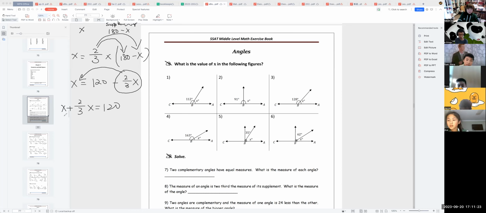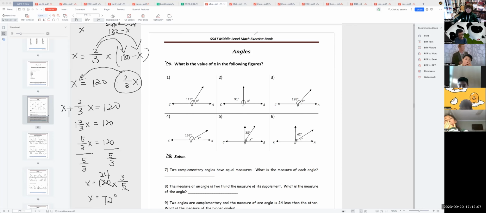Okay, so now because 1 and 2/3x equals 120, we can also write it as 5/3x equals 120. And I don't want 5/3x, I want 1x. So I need to divide it by 5/3, and the left side and right side both need to be divided by 5/3. So 5/3x divided by 5/3 equals x, and 120 times 3/5, right? Because when dividing by a fraction, we multiply by the reciprocal of that fraction, equals 24 times 3. So the answer is 72 degrees. Get it, everybody? So this is how you do it.